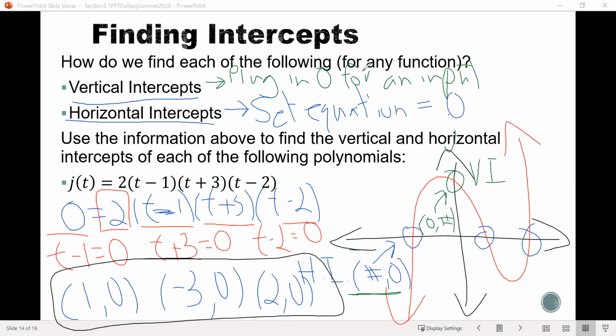All right, so that's finding intercepts. Now, the next thing I want us to look at is, what is the degree of this function j of t here? Well, notice we have 3 terms here, t minus 1, t plus 3, t minus 2, that all contain a t. If we multiply that out, I think the highest power we get there is t to the third, or the highest power would be 3. So this would be a degree 3 polynomial. Notice for this degree 3 polynomial, how many horizontal intercepts did it have? Looks like it had 3. Coincidence, you think? Definitely not.